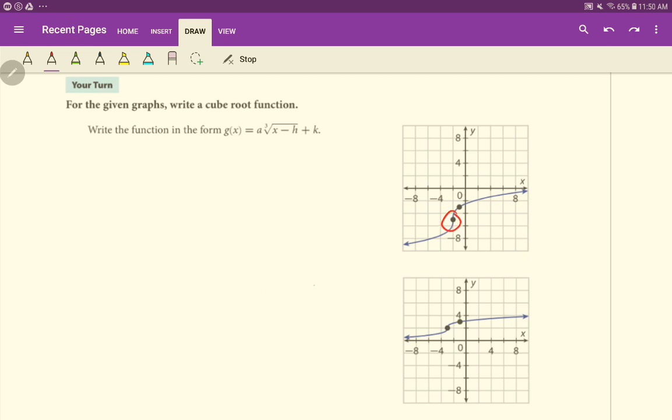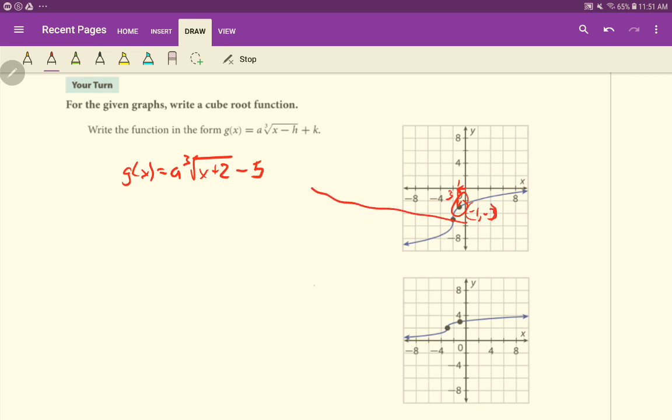Okay, so again, I see my center point right here. It shifted left 2 and down 5. So left 2, down 5 means our function will be a times the cube root of x plus 2, because we're shifting left 2, and then minus 5, because we're shifting down 5 there. Then to figure out what my a value is going to be, I'm going to use this other point right here, which is left 1 and down 3. So the coordinate there is negative 1, negative 3.